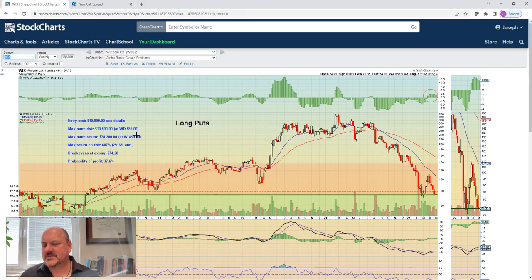This is Wix. This is the weekly chart. You can see it came up here to retest the 20-week and kind of failed, broke down.